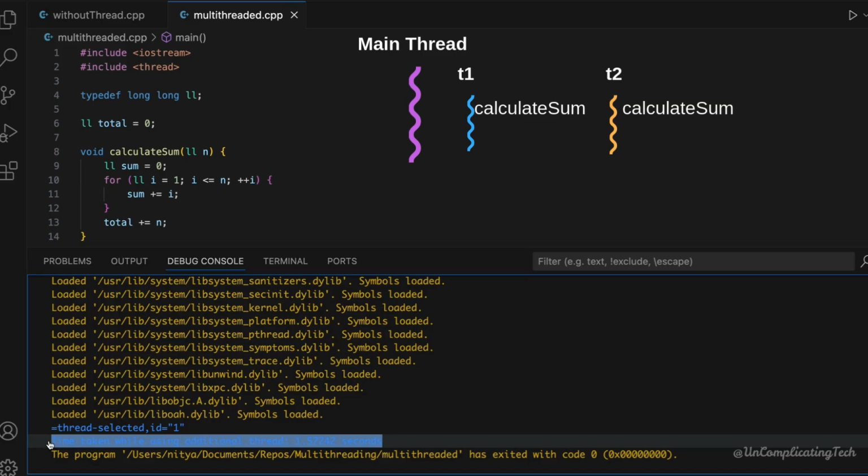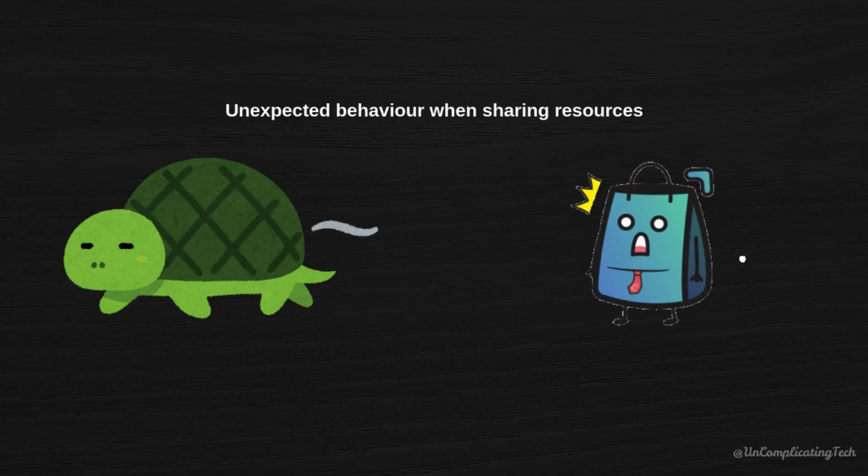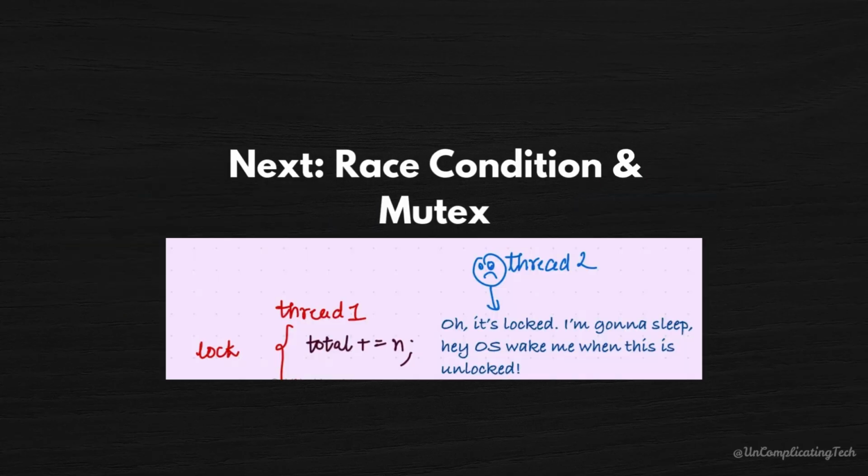There are 2 types of executions, parallel and concurrent. But that's for another video. This is how threads can speed up your programs. But they can slow down or even cause unexpected behaviors if not handled properly. In the next video, we will see where the problem arises and how to fix it using Mutex.